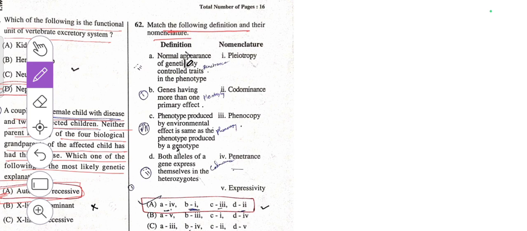A, normal appearance of a genetically controlled trait in the phenotype, that will be called penetrance. Second one, B, genes having more than one primary effect, that is pleiotropy. Phenotype produced by environmental effect is the same as the phenotype produced by a genotype, that is phenocopy. Both alleles of a gene express themselves in the heterozygotes, that is codominance. So here A is the right answer for this question.